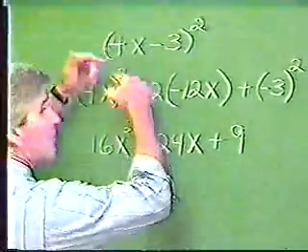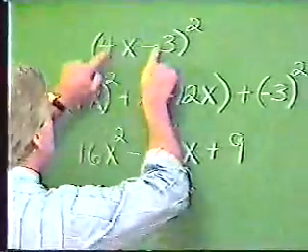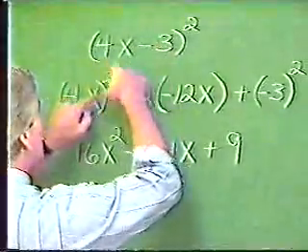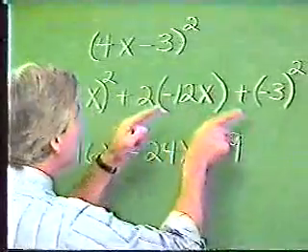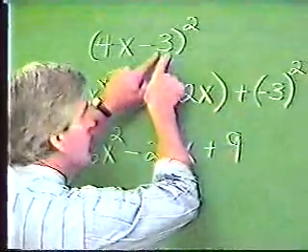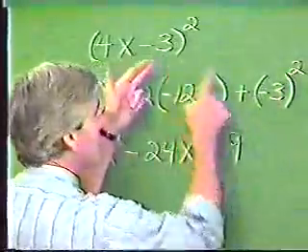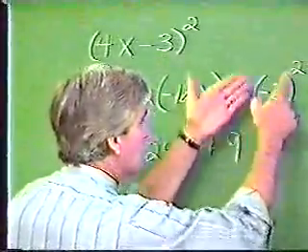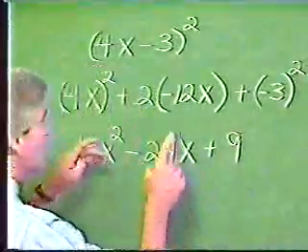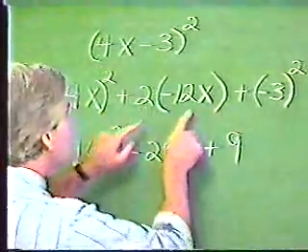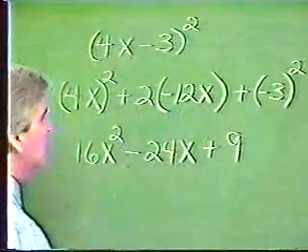At any rate, let's see. Our pattern says, take the first term, square it, and then multiply 2 times the product of these two. Well, this product, the negative 3 times 4x is negative 12x. And the last term is this item squared. And we can think of this as either negative 3 squared or simply 3 squared, because it's going to be positive in either event, you see. Just make it easy on yourself. Whatever you get used to is fine. The negative 12x times 2 is negative 24x for the middle term.